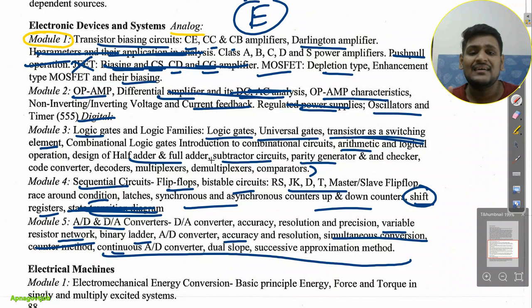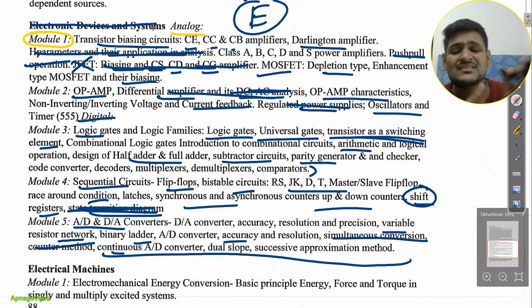Actually it is not electronic devices and systems, so it seems clear that the one who framed the syllabus does not have basic knowledge of electrical engineering, and he just copy-pasted from somewhere, okay. It seems to me so, no need to worry about that. So this is basically your analog and digital part, right?